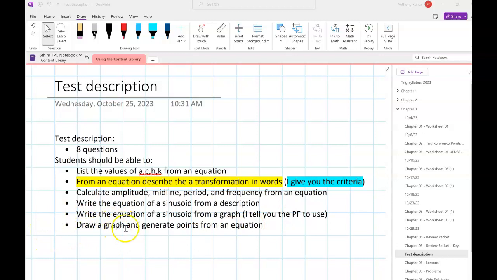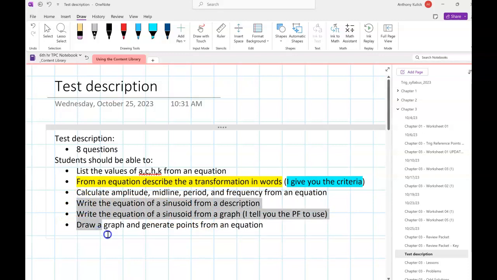And then you should be able to draw a graph and generate the points from an equation, right? So these 3 here are basically the homework quiz that we just did with partners.